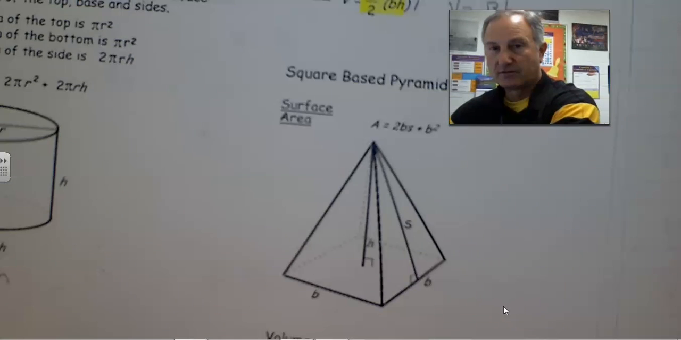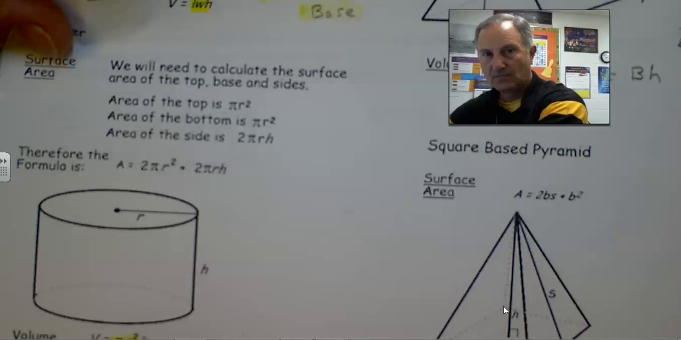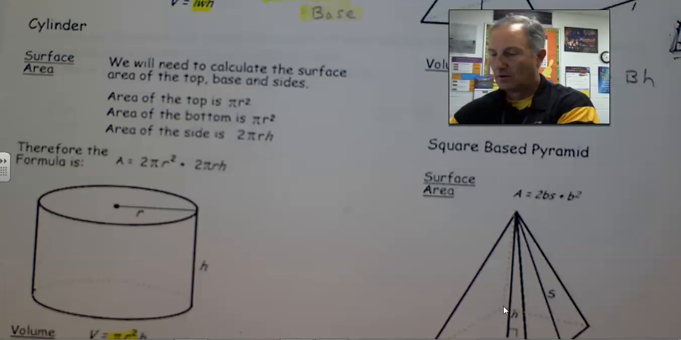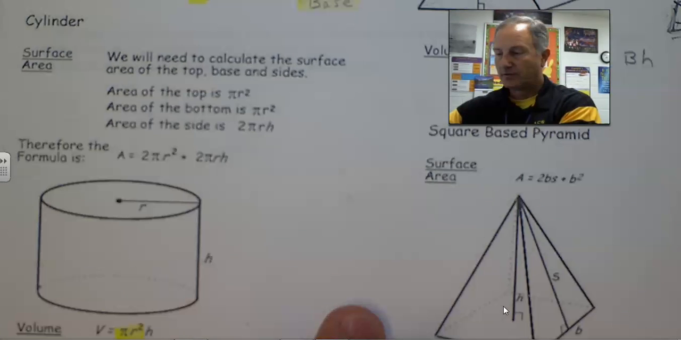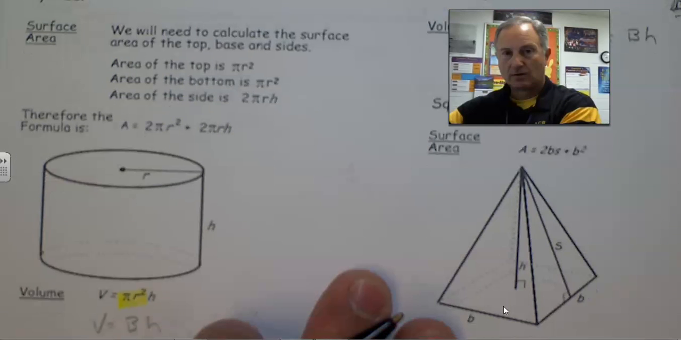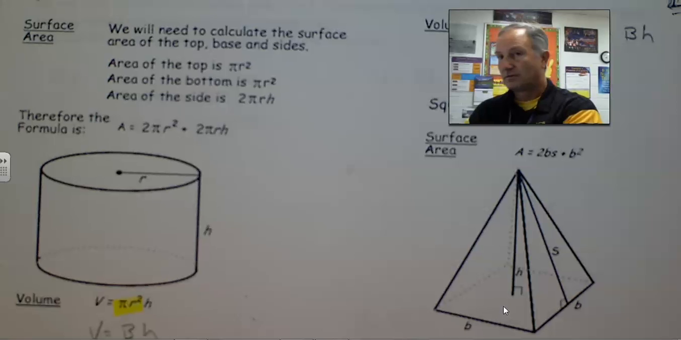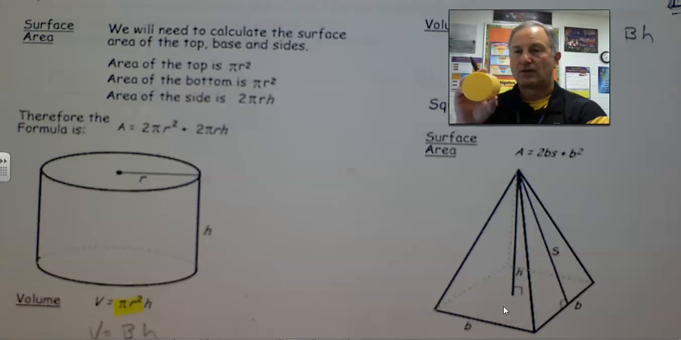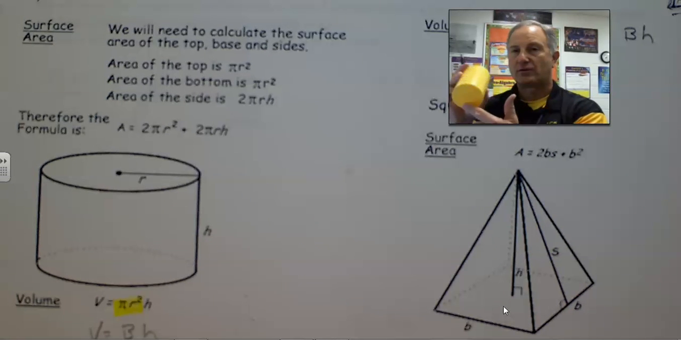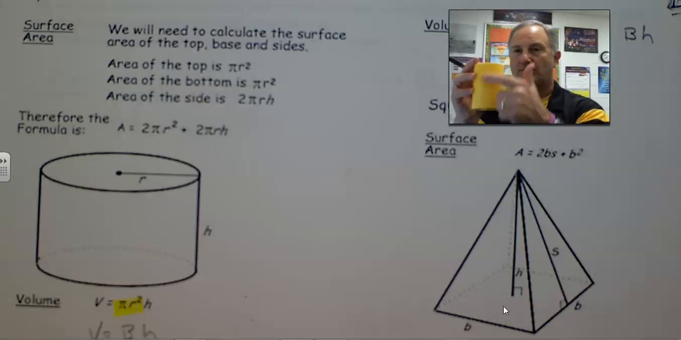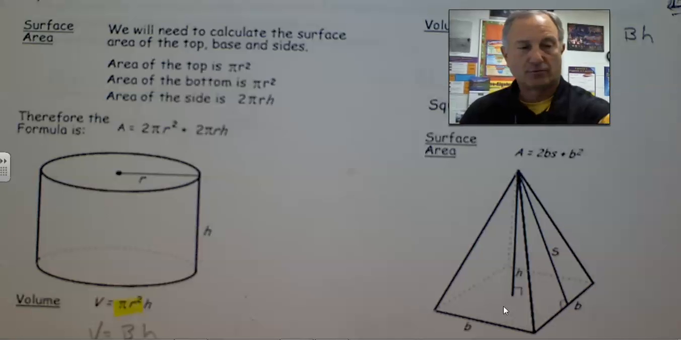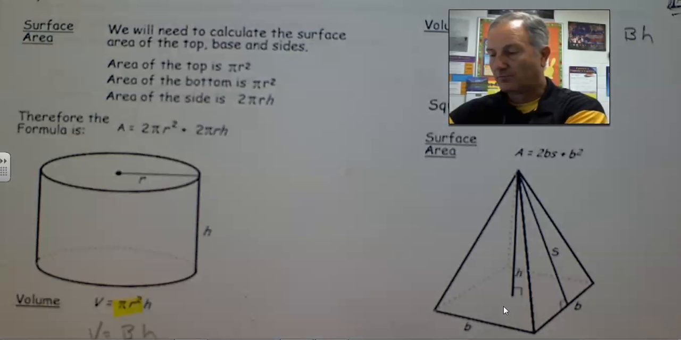Then it's a cylinder. Okay, for a cylinder, again, volume, area of the base times the height. The base here for a cylinder is a circle. So find the area of the circle, pi r squared times its height. Boom. Okay, pretty straight. This one's a little bit more straightforward. So pi r squared is the area of the circle times its height.